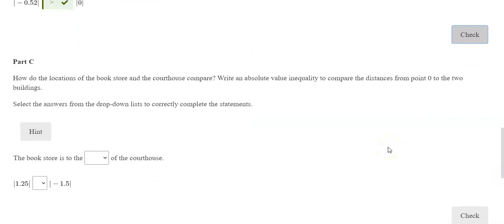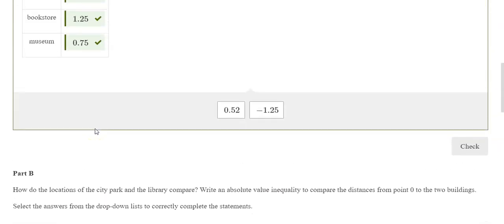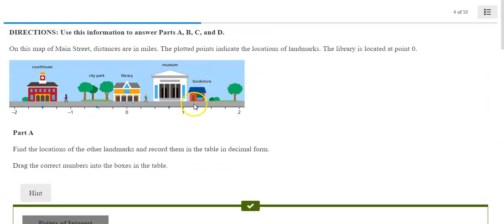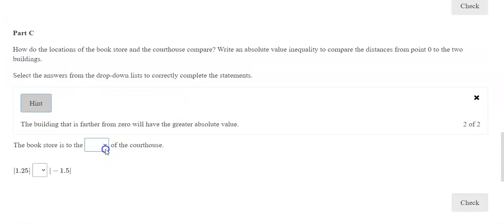Part C, how do the locations of the bookstore and the courthouse compare? Write an absolute value inequality to compare the distances from point 0 to the two buildings. Select the answers. Here's our hint. Find the two locations. The building that is farther from 0 will have a greater absolute value. So the bookstore and the courthouse. The bookstore is on the right. So the absolute value of 1.25 is 1.25, and the absolute value of negative 1.5 is 1.5. So this one is actually less than.